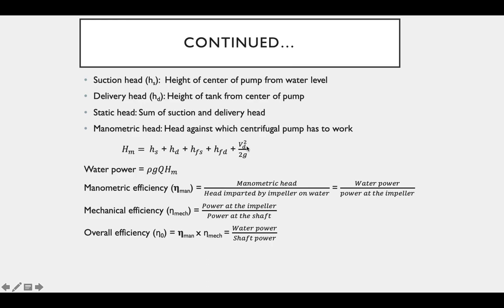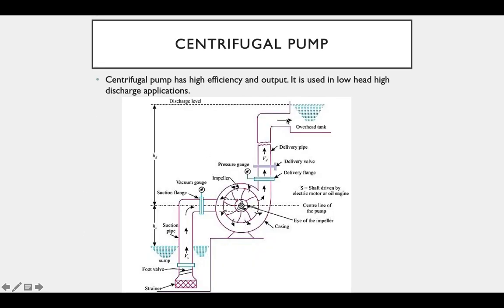Then V square by 2G. V square by 2G represents the head lost when the fluid is discharged to the overhead tank, because in the delivery pipe the fluid is flowing in a particular diameter pipe. Once the fluid reaches this point, there is a sudden expansion of fluid. Due to this sudden expansion, some head will be lost.